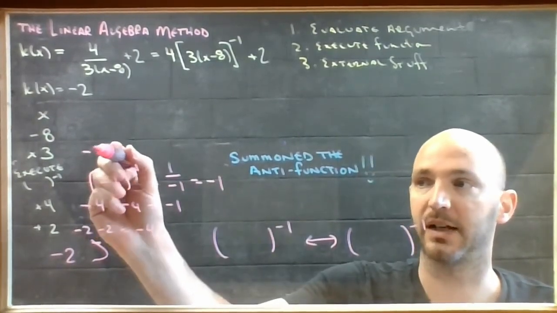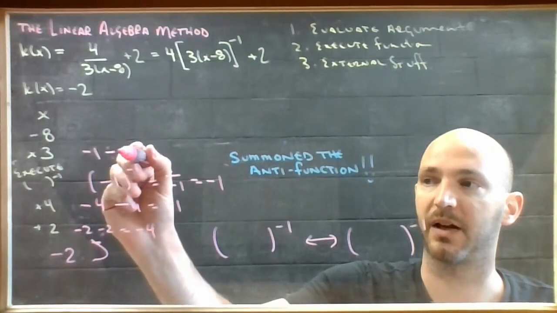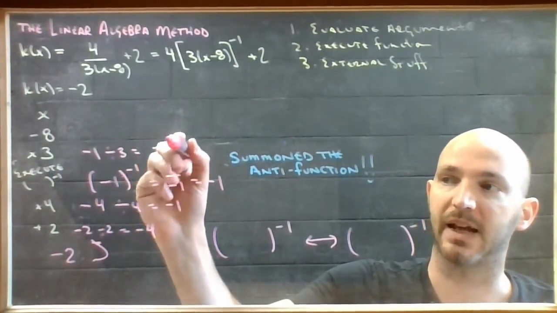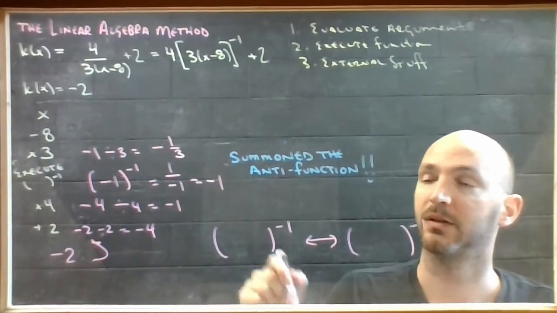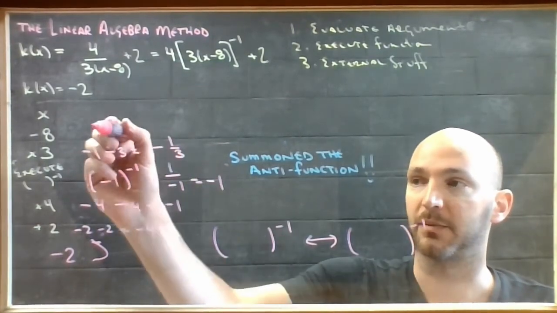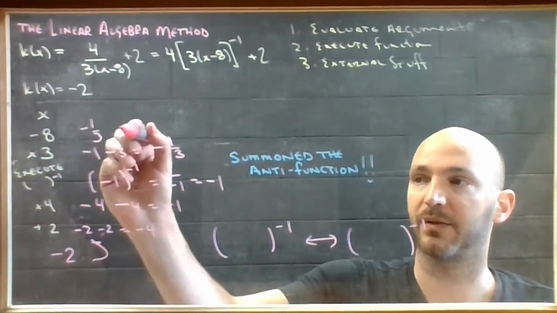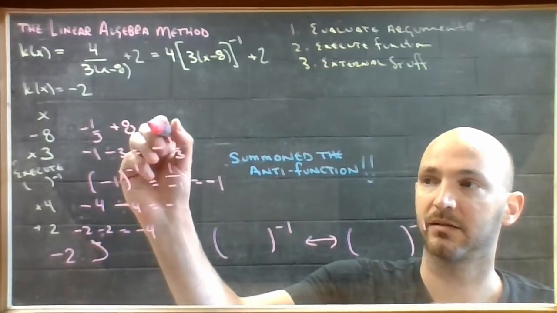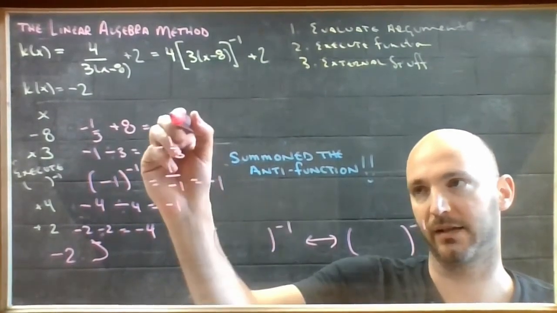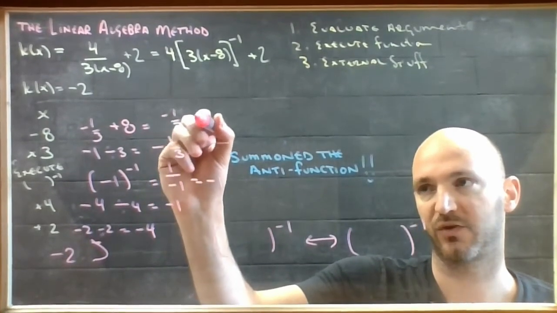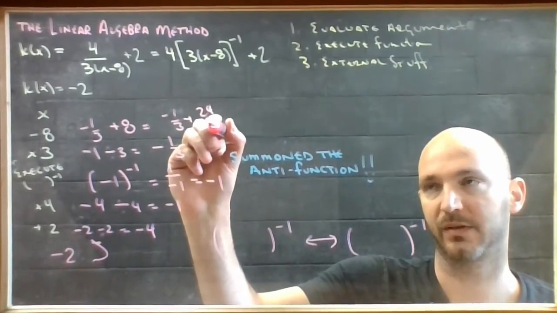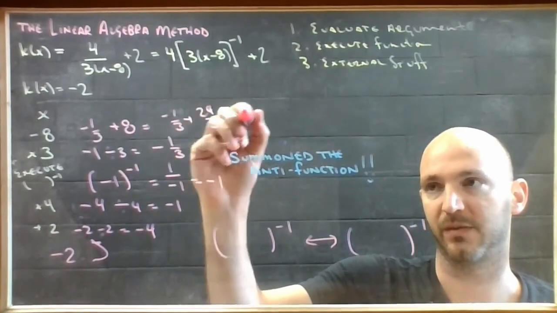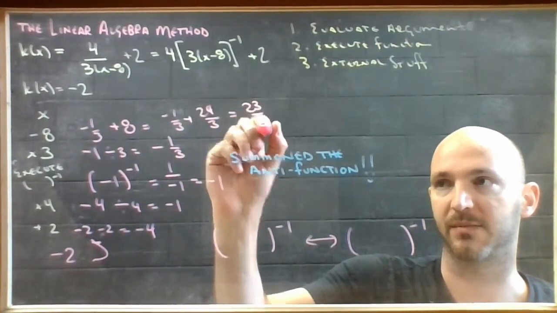Bring it up here, -1, undo this, divide by 3, gives me -1/3. Bring that up here, -1/3 plus 8. Well, 8 is 24/3, which gives me 23/3 as my answer.